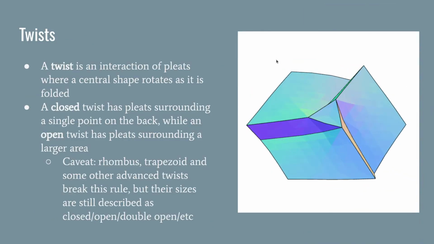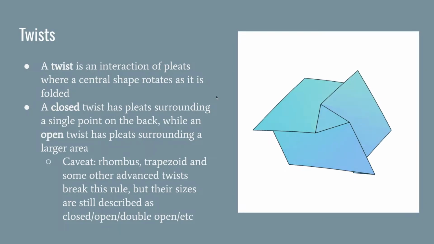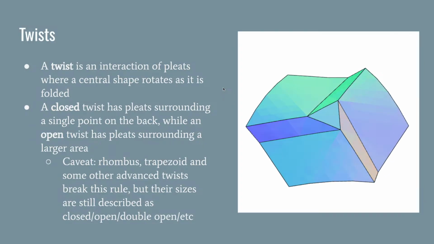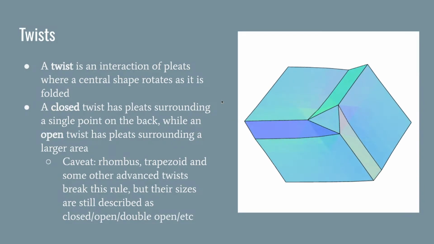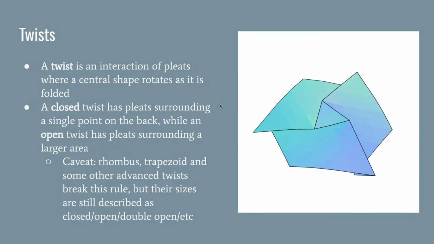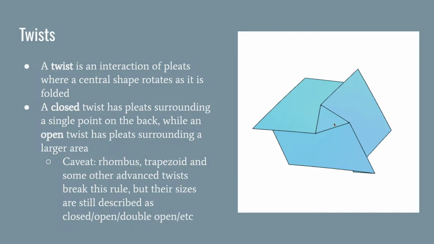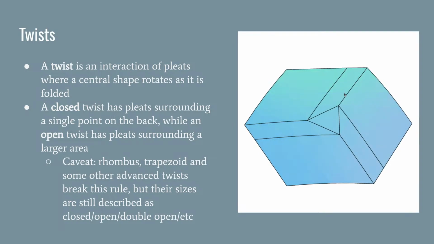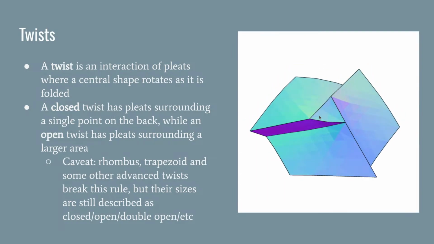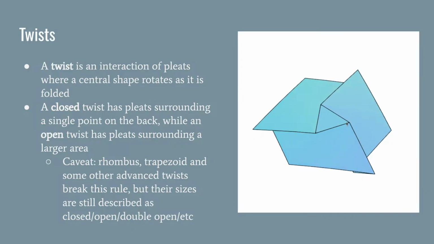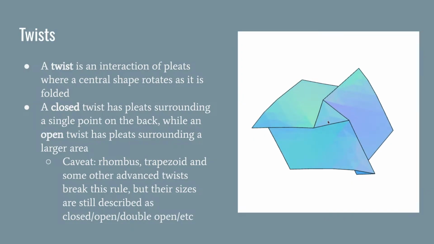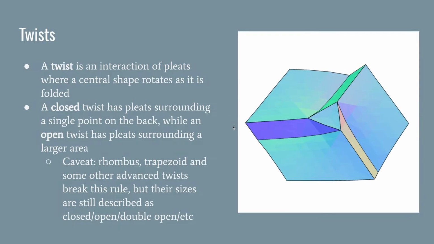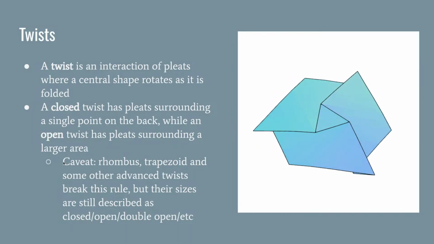And then twists, everyone's favorite topic. A twist is an interaction of pleats where the central shape rotates as it is folded. And so there's varying sizes. Like this particular one I happen to know makes a closed triangle twist because all of these mountain folds are coming together to a single point. And you'll see that same single point on the back. So a closed twist has pleats surrounding a single point on the back, while an open twist has pleats surrounding a larger area.